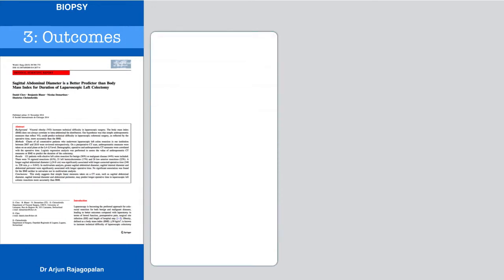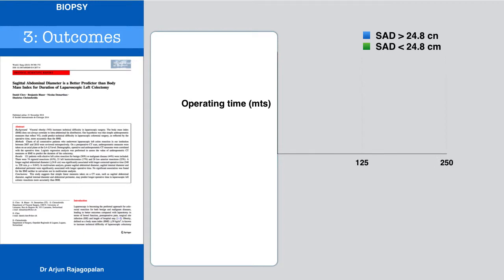However, when you look at the study in terms of the principal outcome, and they were using only operating time as the marker for difficulty, and they were comparing the CT measured parameters against the standard index of obesity, which is body mass index, they arbitrarily divided the patient group into 2 groups based on the sagittal abdominal diameter as being more than 24.8 centimeters or less than 24.8 centimeters.